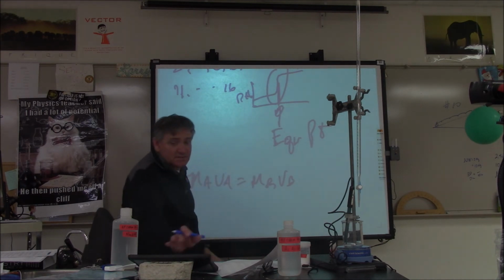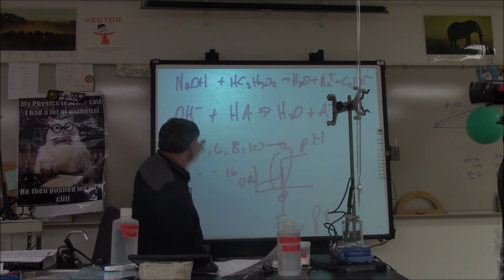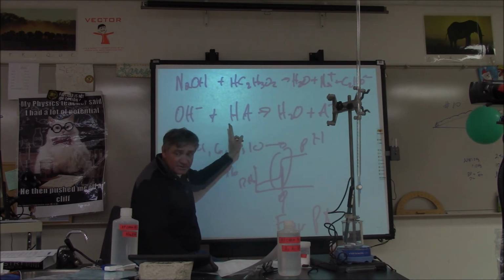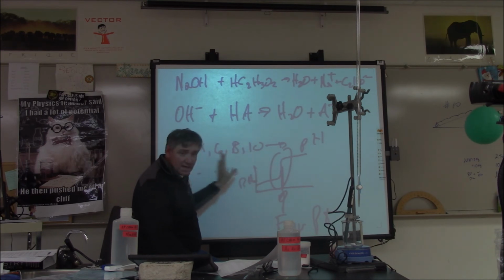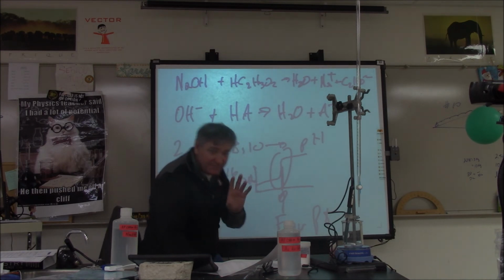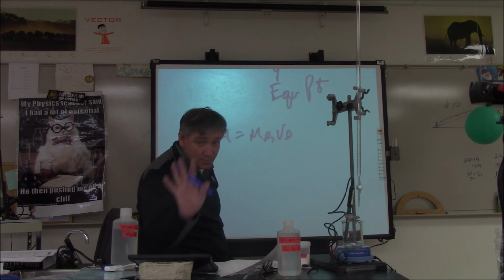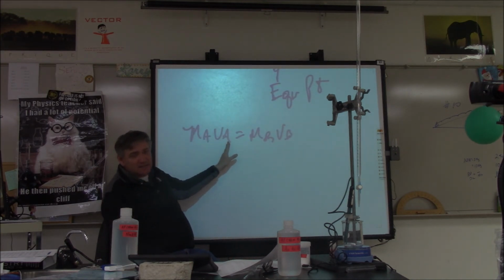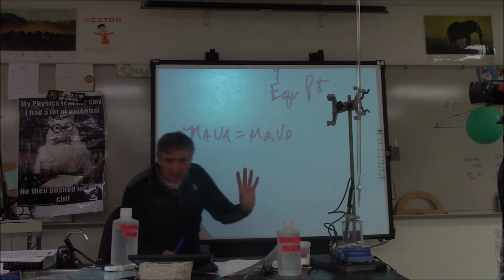And the only reason we can do that is because everything is in a 1-to-1 ratio. If we had coefficients of 2 or 3, we can't do MAVA equals MBVB. But because everything's in a 1-to-1 ratio, we can. And it doesn't matter that this is a weak acid. Doesn't make any difference.